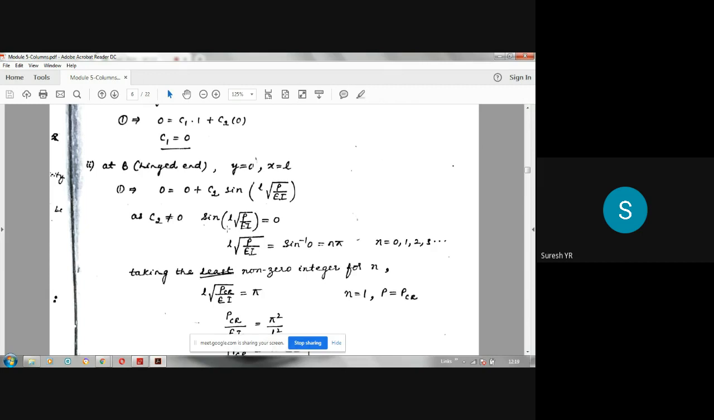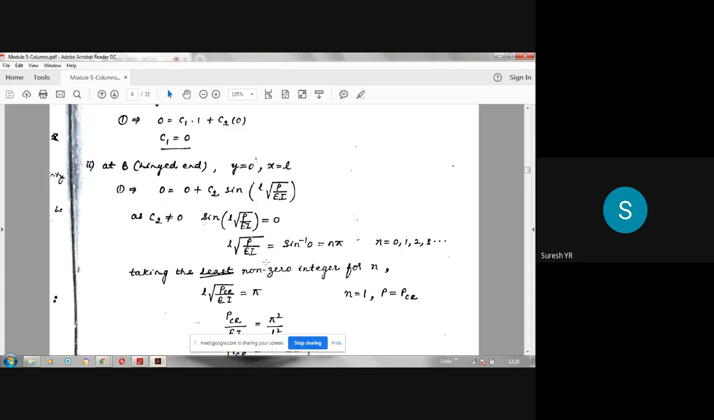So here theta is nothing but L into root of P by EI, which is nothing but sin inverse of 0. Sin inverse of 0 will be equal to n pi. So treat this as theta. Theta is equal to n pi is the general solution, where n is 0, 1, 2, 3. So n can have any value. But you have to take only one solution among these, that is the least non-zero integer. The least non-zero integer is 1 here. So take n is equal to 1. This is the general solution; for the particular solution we take n is equal to 1.